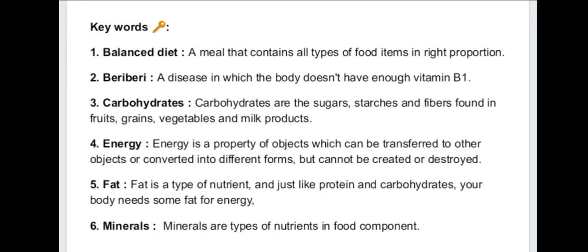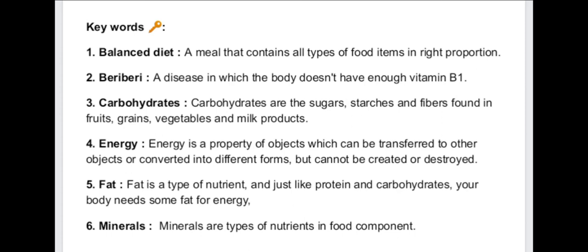So now, keywords. Keywords are the keys to unlock the main concept of that lesson. Here the first keyword is balanced diet: a meal that contains all types of food items in the right proportion. And beriberi, a disease in which the body does not have enough vitamin B1. That means due to the deficiency of B1, the disease beriberi comes.